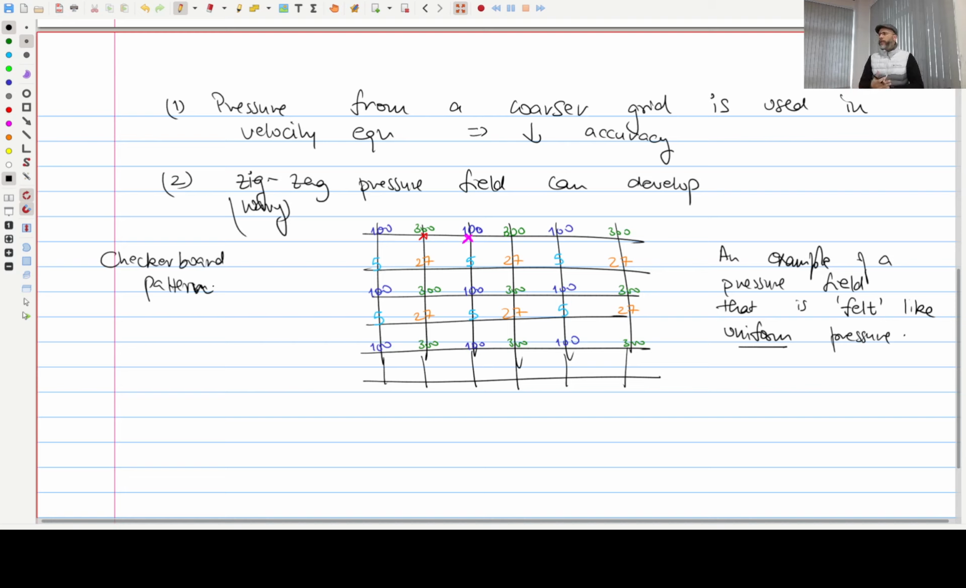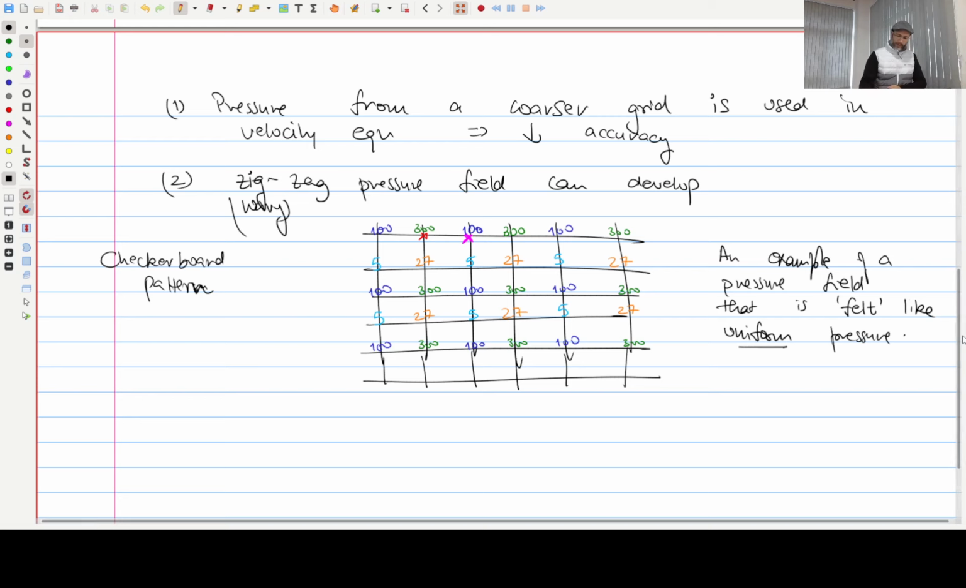So if you add a 50 to 100 and then a 60 to another 100, the difference is still 10. So I can superpose this kind of a checkerboard pattern on any pressure distribution which is non-uniform. That is also a solution. So our current methods with the choice of grid have a problem. This can very much develop.